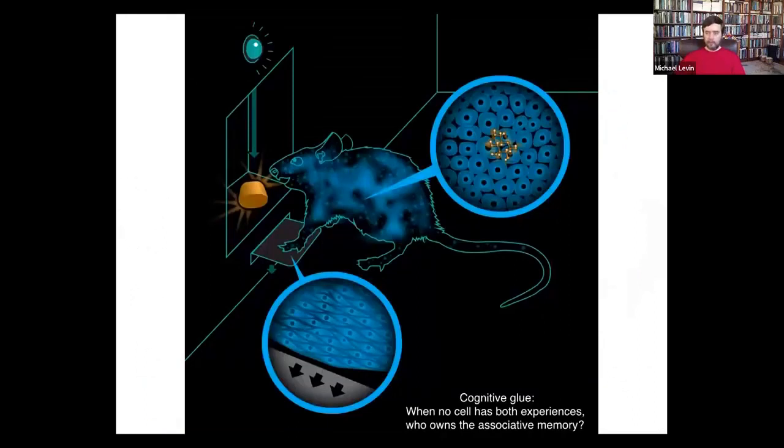So we have an example of this from neuroscience. Here's an animal that learns to press the lever and get a delicious reward. Well, no individual cell has both experiences to form that associative memory. The cells at the bottoms of the feet interact with the lever. The cells in the gut are going to get the sugar that comes from it. No cell has had both experiences. So who owns this associative memory? In order to own that associative memory, you have to bind all of these cells together into one collective agent that has memories, goals, preferences, and so on, that none of the components do.